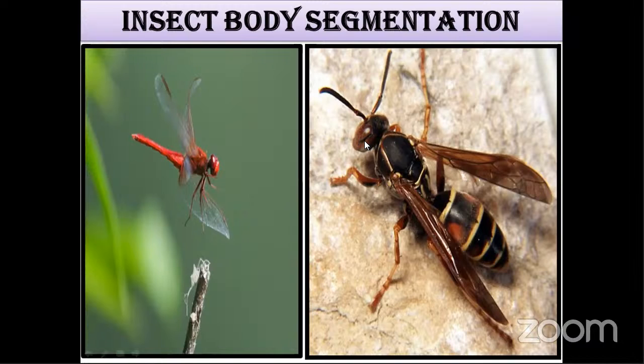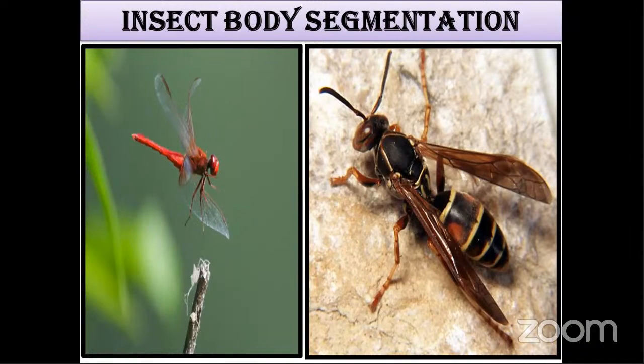Those are, you can see here, the head region or head tagma, the thorax region or thorax tagma, and the abdomen region or abdomen tagma. The grouping of these three tagma we call tagmosis.